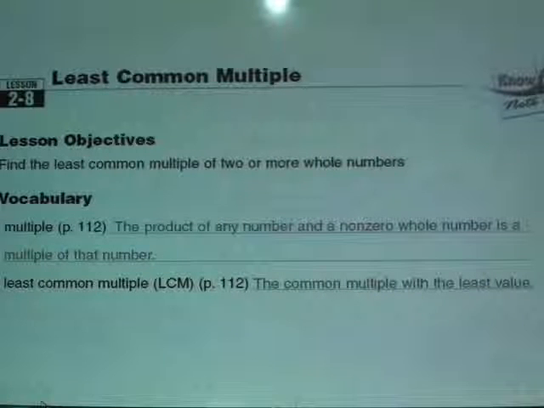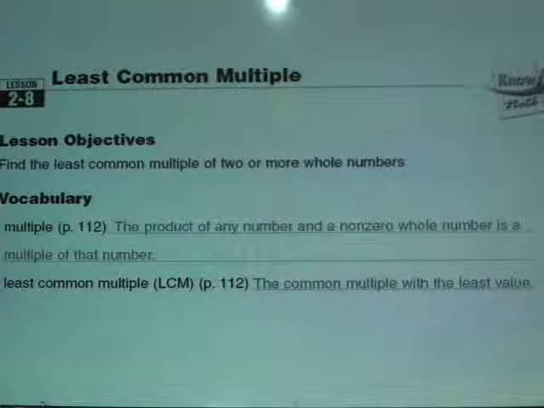Those are multiples. The mistake people make when we get to this section is they still want to do factors like we did in 2-7. And we're not doing factors, we're doing multiples. So, now we know what a multiple is. Now let's figure out least common multiple, which should be pretty obvious. That's the common multiple with the least value.